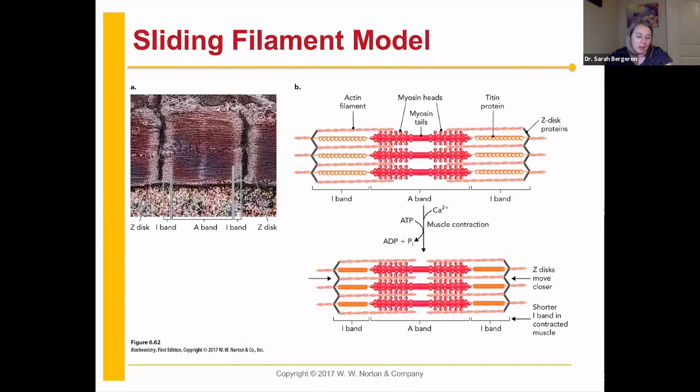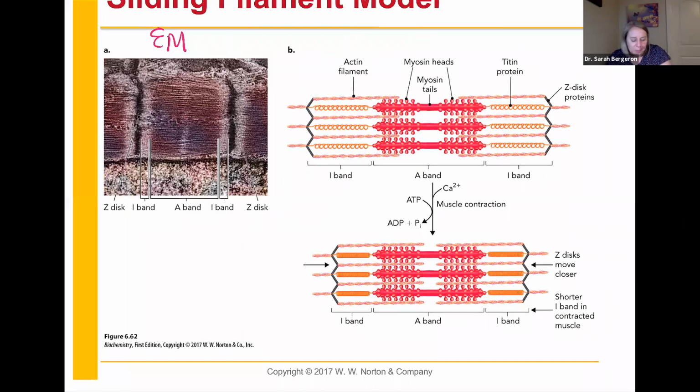So this is your electron micrograph, right? They're only showing one. They really should show an electron micrograph of both relaxed and contracted, but they're only showing one. But here in B, you can see both. Okay, so B is the relaxed state.